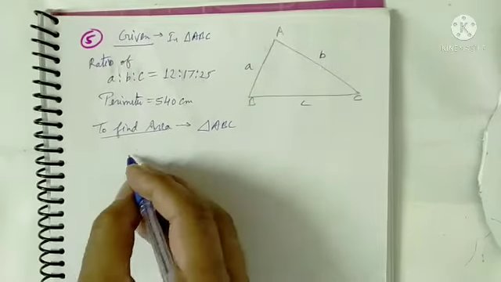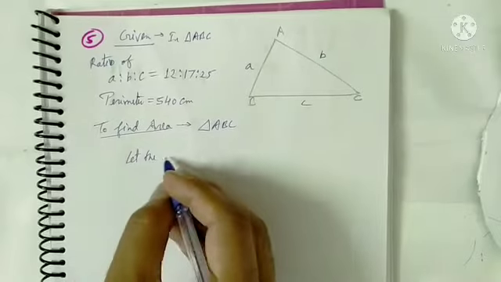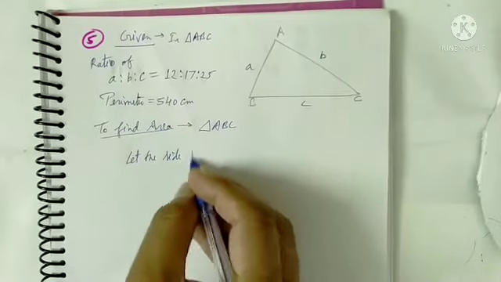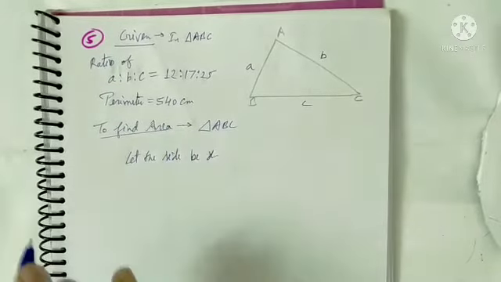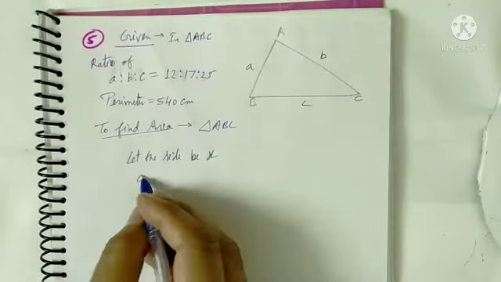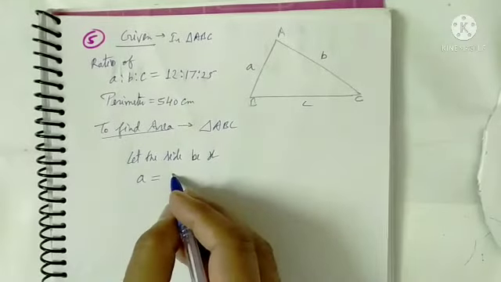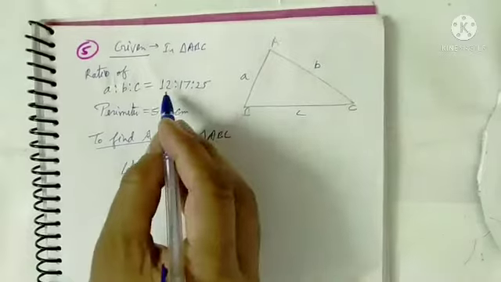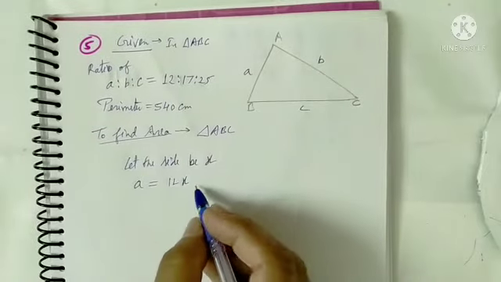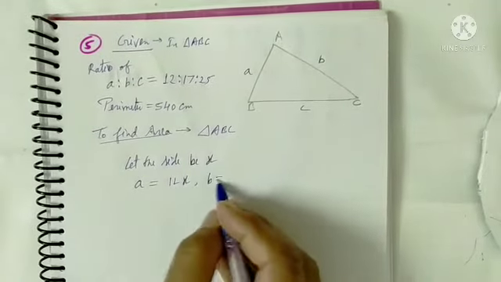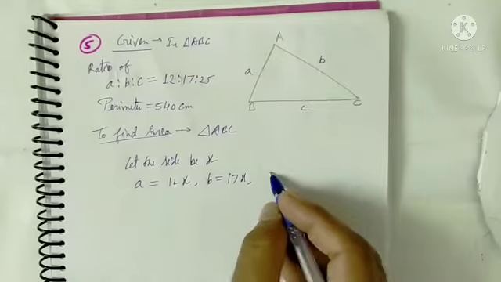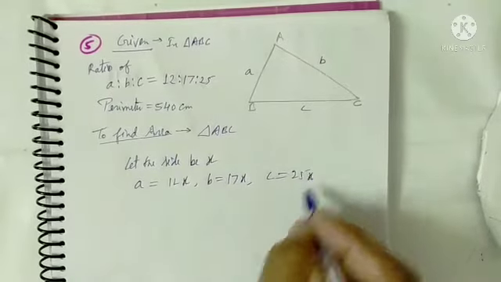See, in a simple way, what you do, let the side be x. It means if you let the side be x, then a is equal to 12x, because the ratio is 12, right? Include x in that, 12x. And b is equal to 17x, and c is equal to 25x.